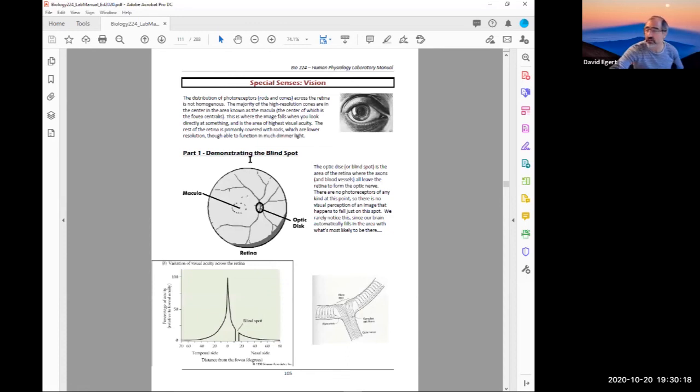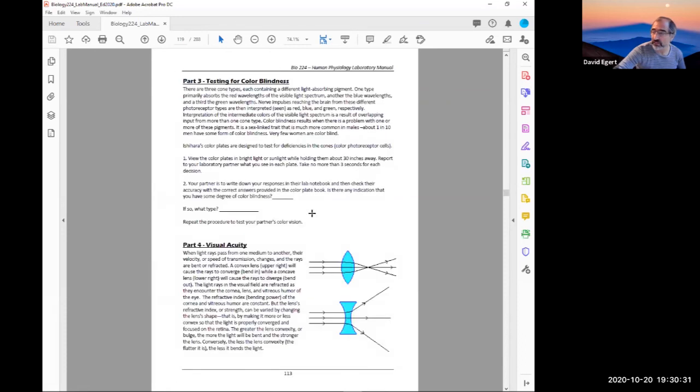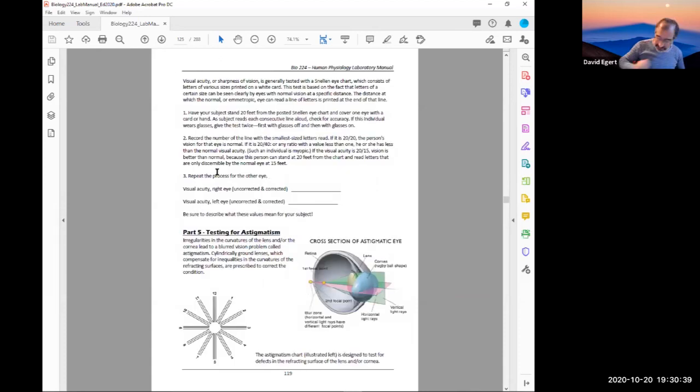Okay, I need to go much faster because I have 0 minutes left to get through the rest. Vision: blind spot, you should know what the blind spot is. You should know what color blindness is. Visual acuity, I will spend just a few moments. Some people did not answer this the way I wanted. If you are 20/30 vision, what does that mean? Not just, oh, you're worse than perfect. What does it really mean down to the numbers? What do those numbers actually mean?